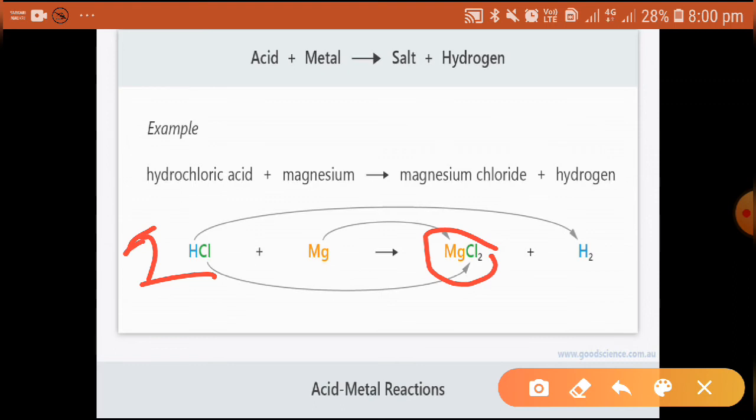Now from this, these 2Cl minus are taken over by the magnesium to form magnesium chloride, and 2 hydrogens is released in the form of hydrogen gas. So in this way, metal takes away the anion, that is negative charged ion, from the acid to form its salt, and the hydrogen is released as gas.